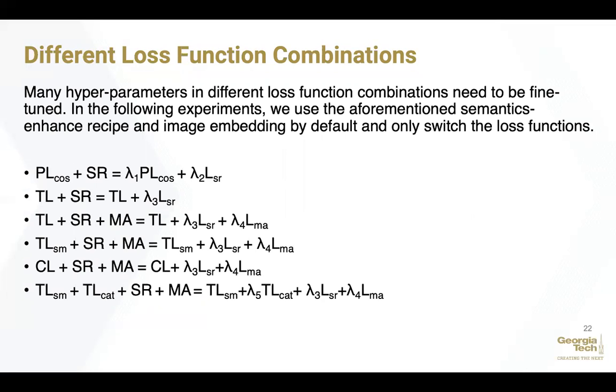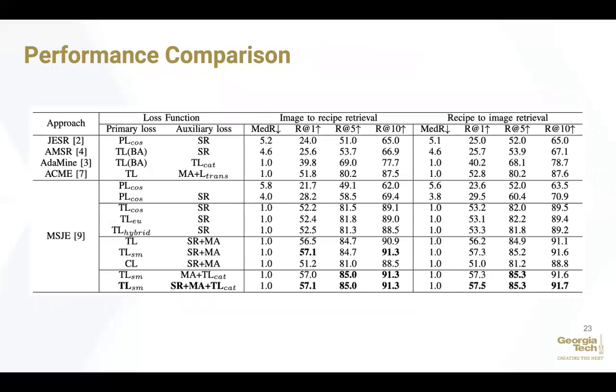In the following experiments, we use the semantics-enhanced recipe and image embeddings in the NSJE approach by default, and only switch the loss functions. This table shows the results of using different combinations of primary loss and auxiliary loss. We observe that the combination of using triplet loss with soft margin as the primary loss and the semantic regularization loss, modality alignment loss, and the category-based triplet loss as the auxiliary loss outperforms the rest of the combinations.